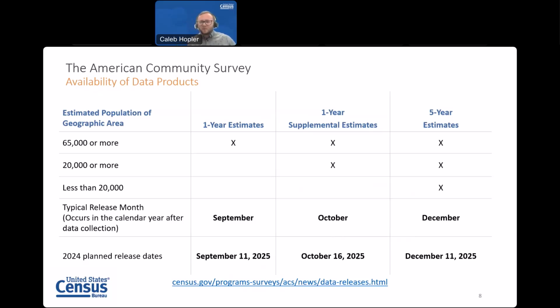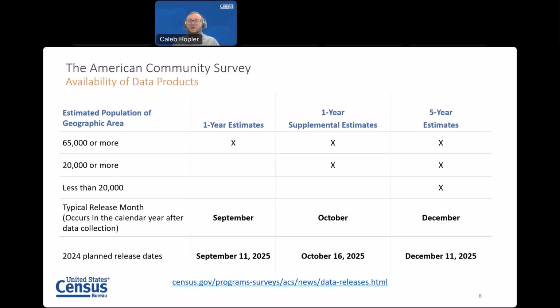So earlier I mentioned the different products the ACS provides: the 1-year, we also have 1-year supplemental, and the 5-year estimate. So ACS 1-year estimates, which combine data collected over 12 months, are available for geographic areas with a population of 65,000 or more. ACS 1-year supplemental estimates are a subset of detailed tables that are available for geographic areas with populations of 20,000 or more. Now, these 1-year supplemental estimates are simplified versions of popular ACS tables, and they do provide the most current data to almost twice as many geographies compared to the standard 1-year release.